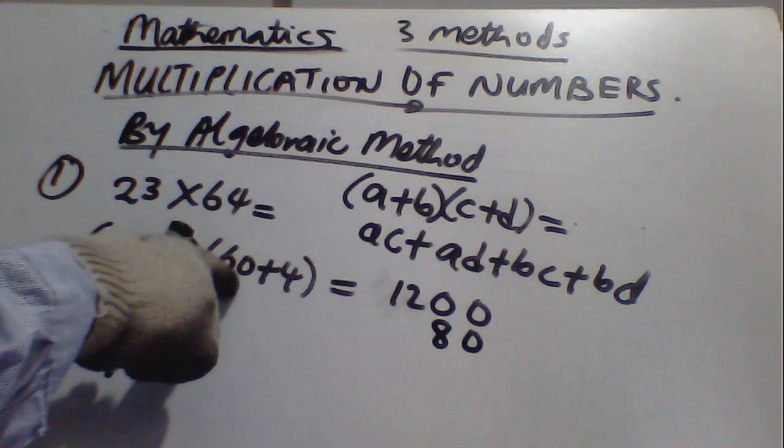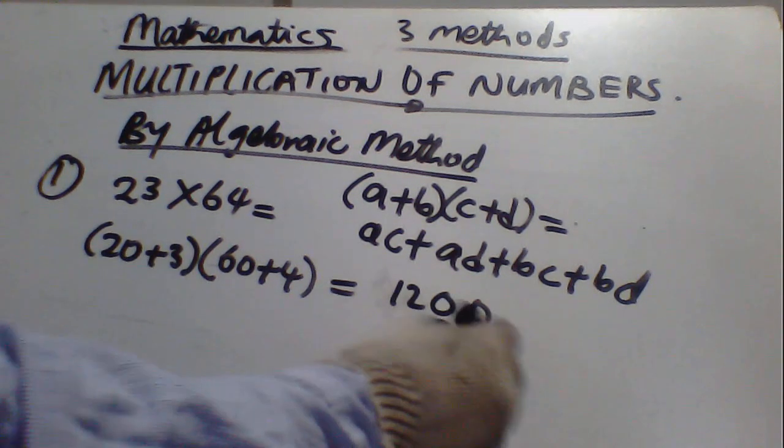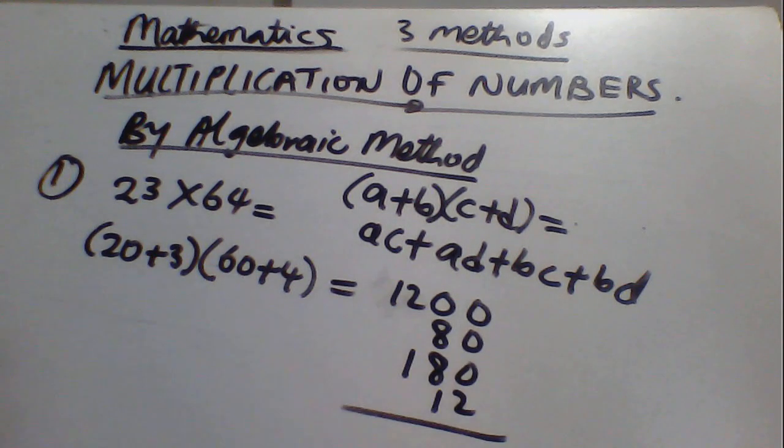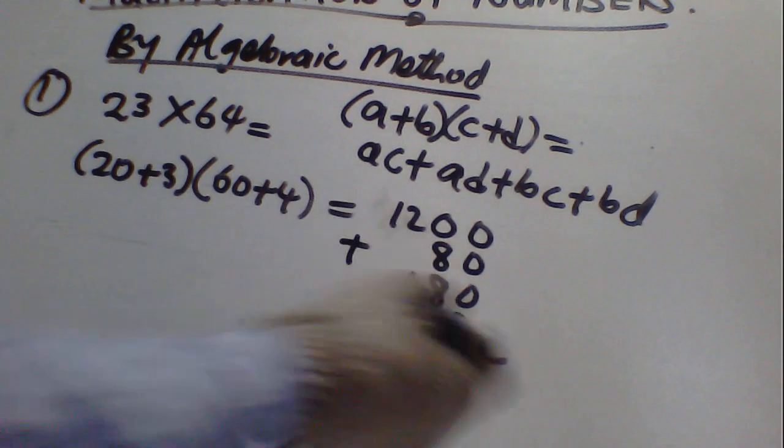3 times 60 will give us 180. 3 times 4 will give us 12. So once you have done your multiplication in this type, as you have seen it, you add up. You add the numbers starting from the back.